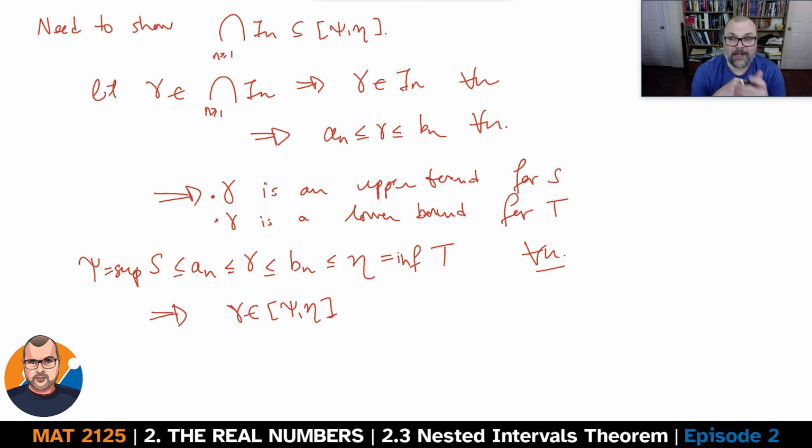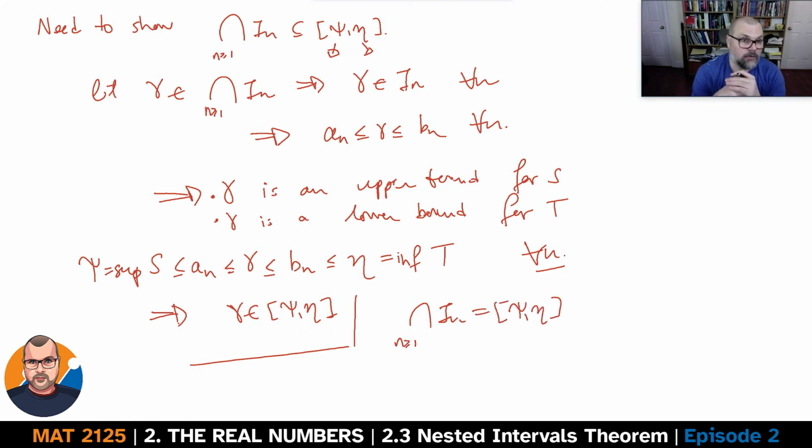So what you've shown now is that everything in the intersection of these intervals is also contained in the interval psi eta because of the definition of psi and eta as the supremum of S and the infimum of T, respectively. And so in particular, these two conclusions are met. You have to have that the intersection of the intervals is equal to the interval psi eta, closed interval.